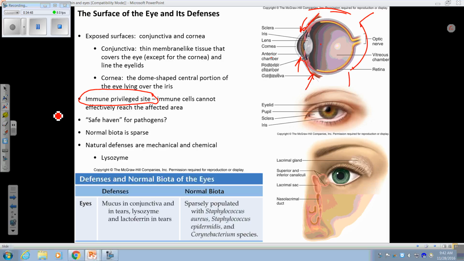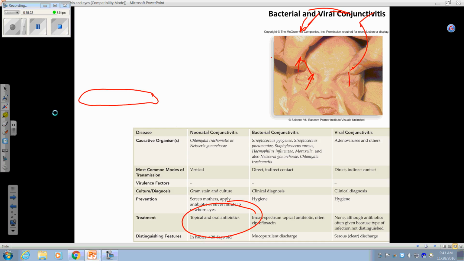Of course, these surfaces are protected by mucus. The conjunctiva is a mucous membrane, so there's IgA. There's, of course, lysozyme that is in the tears that constantly wash your eye. Okay. There is sparse, although present, microbiota, different types of staphylococci and Corynebacterium. But generally speaking, your eye overall is not exposed to the immune system. So for a lot of microbes, there's somewhat of a safe haven.